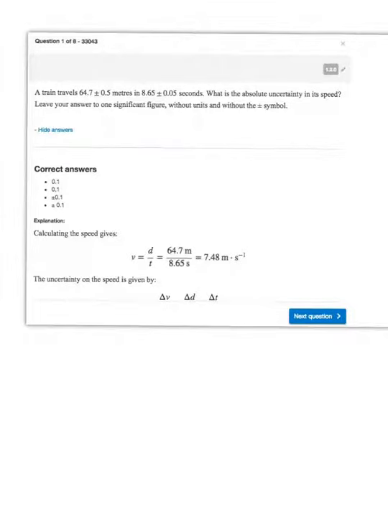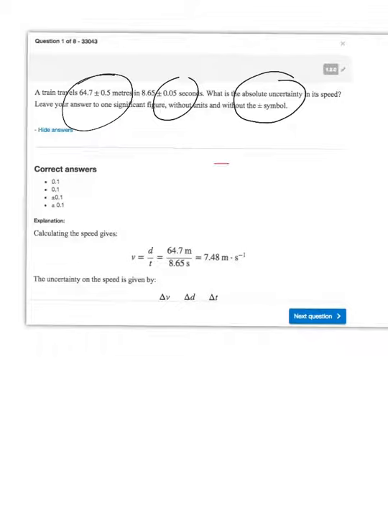These are the corrections to the Kognity 1.2 assignment. So question number 1, a train travels 64.7 plus or minus 0.5 meters in 8.65 seconds, plus or minus 0.05. What is the absolute uncertainty in its speed? Leave your answer to one significant figure.